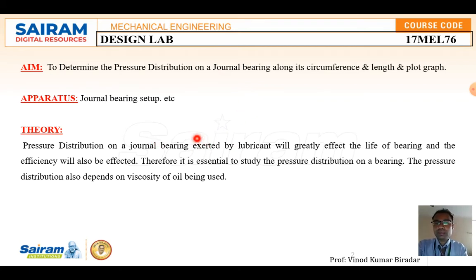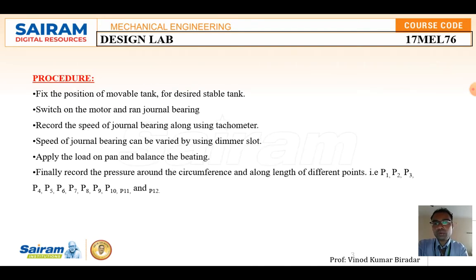Normally the pressure distribution on a journal bearing exerted by a lubricant will greatly affect the life of the bearing, and the efficiency will also be affected. To reduce this, we are going to study this experiment, that is, to determine the pressure distribution on a journal bearing.